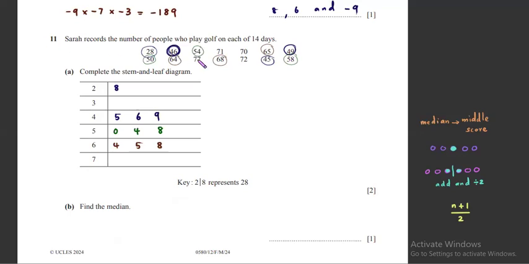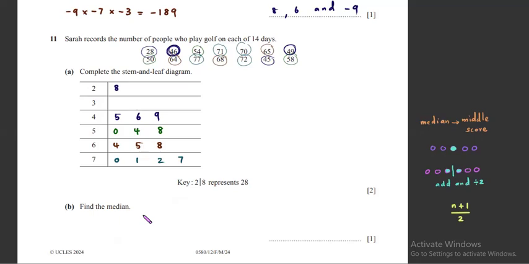And finally, when we consider the 70s, we have 71, 70, 72, and 77. So I'm going to put it in order as 70, 71, 72, and 77. This is how I should complete the stem and leaf diagram. Then the next question is to find the median. Median is the score in the middle.